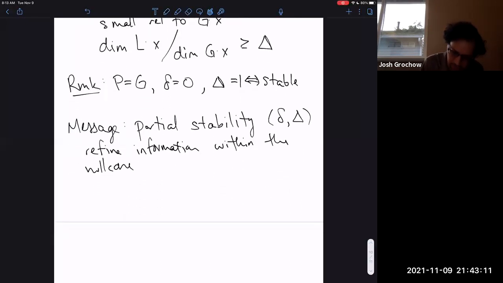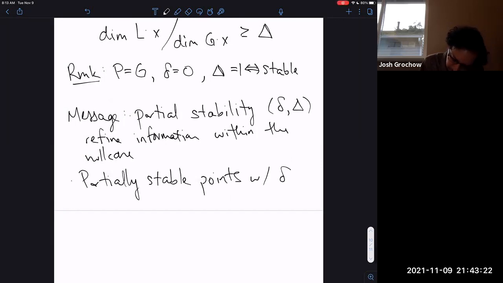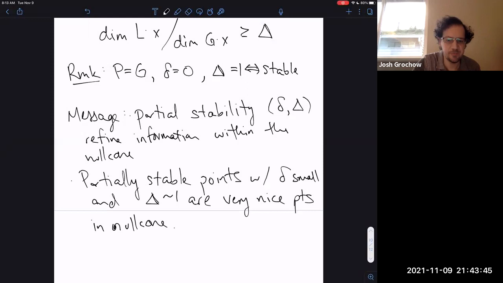And in particular, partially stable points with small defect delta and this ratio close to 1 are very nice points in the null cone. They are somehow different from arbitrary points in the null cone. And nice in a variety of ways.